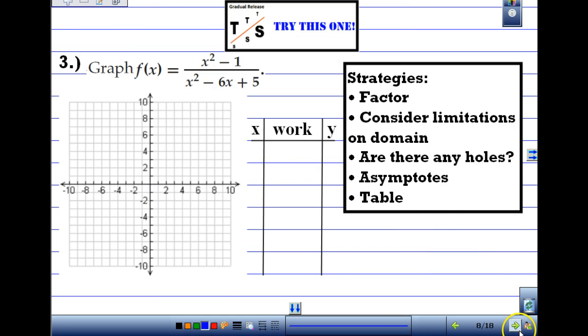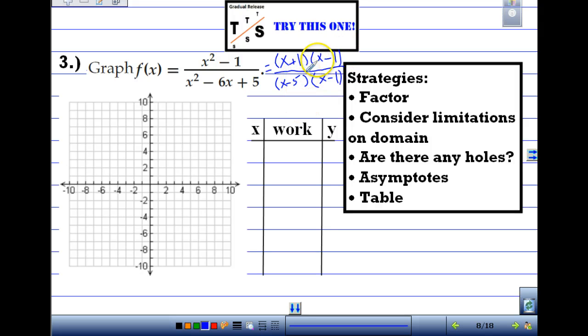Alright. And then finally, we're not going to go through this all the way, but once again, you have to know how to factor this. What does the top factor to? Yeah, so x plus 1, x minus 1. What does the bottom factor to? x minus 5, and x minus 1. So you're kind of expected to know how to factor these quickly. They should take a matter of seconds.